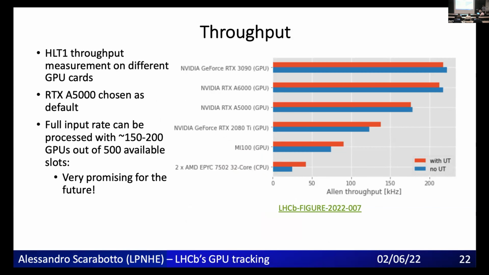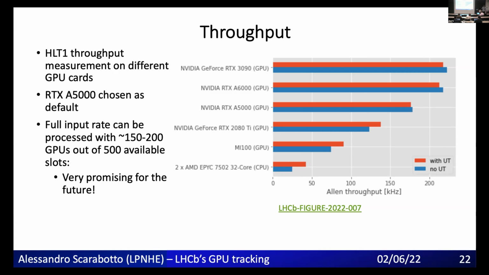So I talked a lot about tracking, but what is really important in HLT1 is, of course, throughput. And here I'm showing the HLT1 throughput measurement for different GPU cards using a sequence with UT and no UT, just to show you also the comparison. In LHCb the RTX A5000 GPU was chosen as default. So okay, let's look together here. The throughput, if we look at the A5000, is around 170 kilohertz.